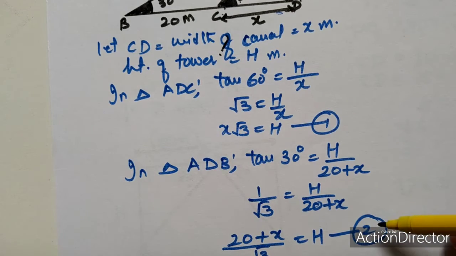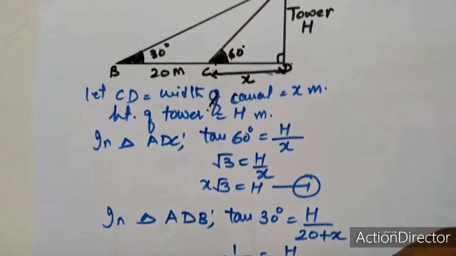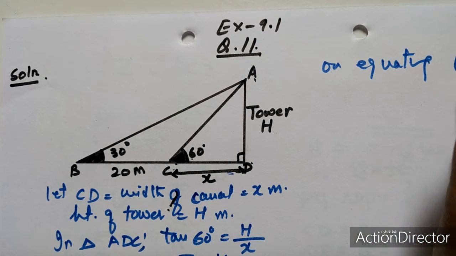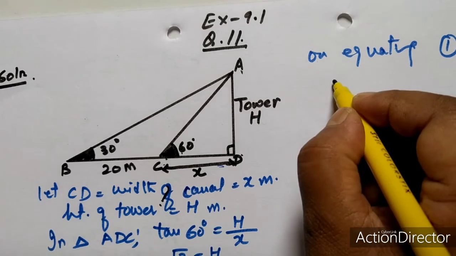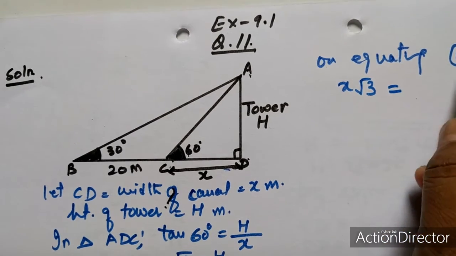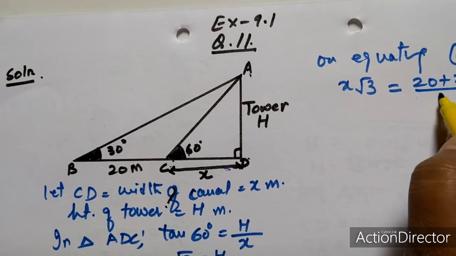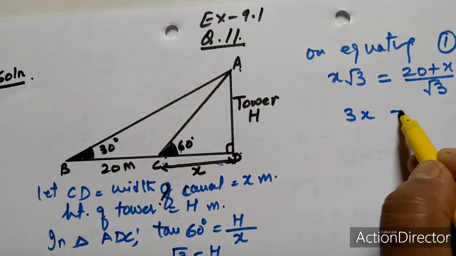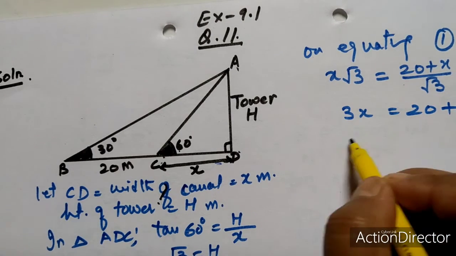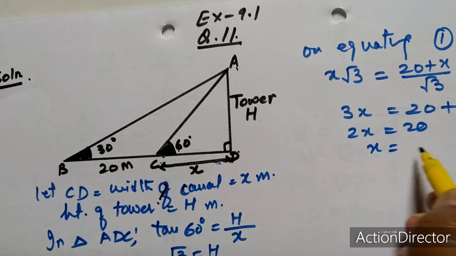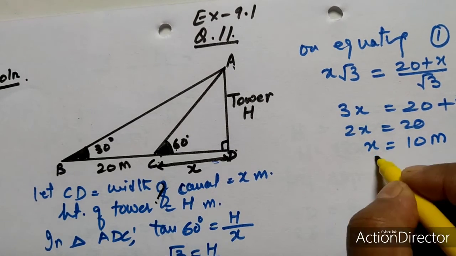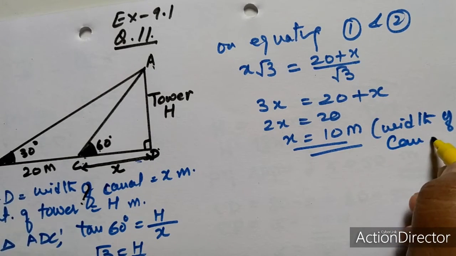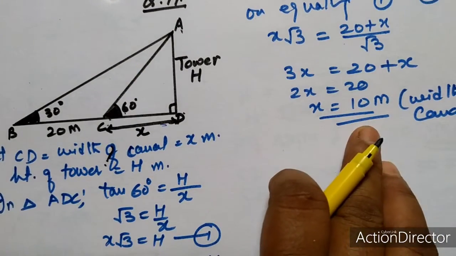Again equating these two equations to find the value of X. So here we have to write, on equating equation number 1 and 2, you will get X root 3 is equal to 20 plus X divided by root 3. Do the cross multiplication. When you multiply these two, you will get 3x equal to 20 plus x. That is 2x equal to 20 and hence x is equal to 10 meter. That is actually the width of canal. Width of canal you have to get as 10 meter.